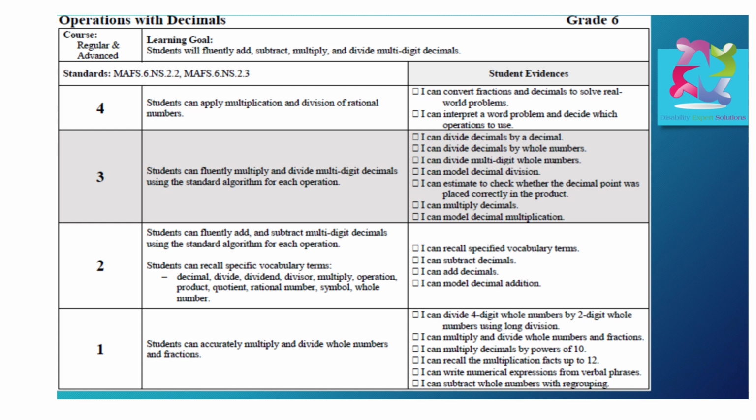Now, a proficient student, which would be a student at a level 3, students can fluently multiply and divide multi-digit decimals using the standard algorithm for each operation. The difference between 3 and 2 was that in 2 students can fluently add and subtract, whereas in 3 they could multiply and divide. The next level, a level 4, and I always tell teachers, you want your kids at a level 4.